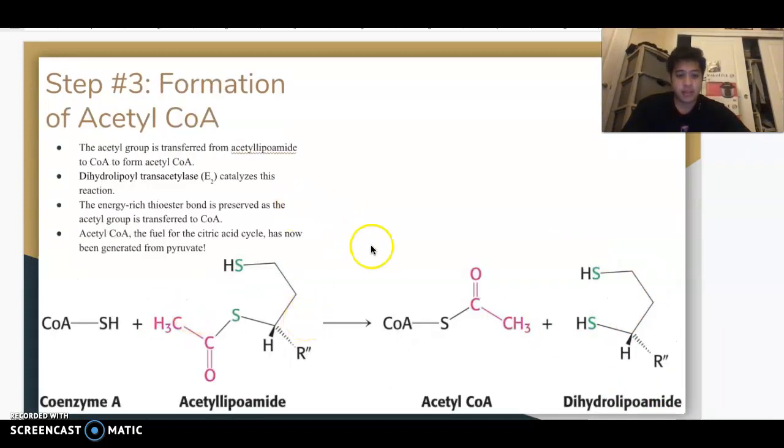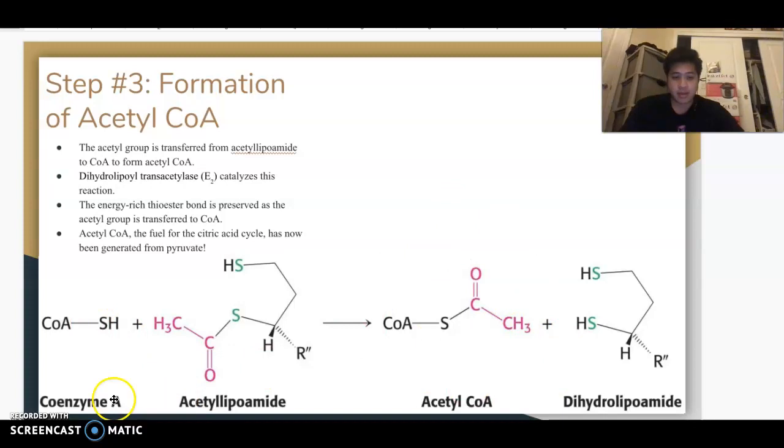In the third step, which is the formation of acetyl-CoA, the acetyl group is transferred from the acetyllipoamide to CoA to form acetyl-CoA, as you can see over here. Again, E2, or dihydrolipoyl transacetylase, catalyzes this reaction. The energy-rich thioester bond is preserved as the acetyl group is transferred to CoA. And acetyl-CoA, which is the fuel for the citric acid cycle, has now been generated from pyruvate.